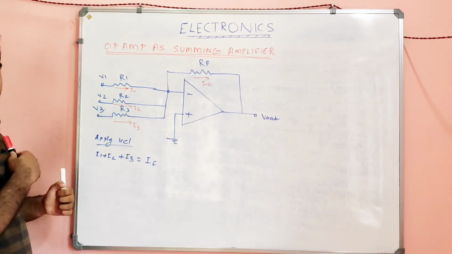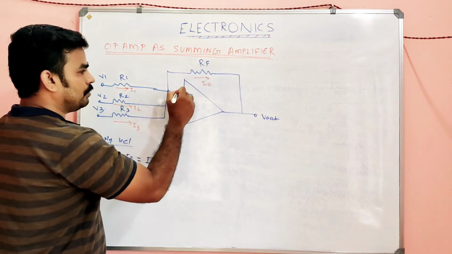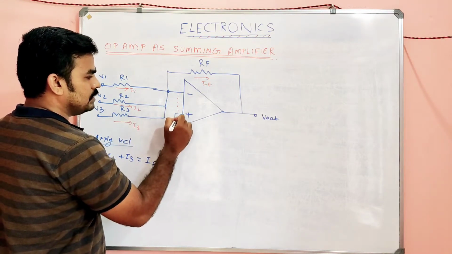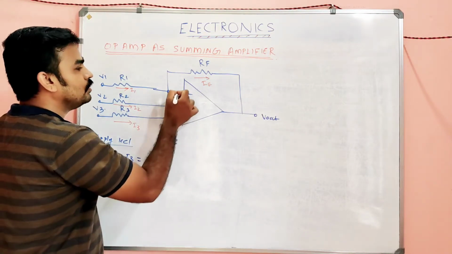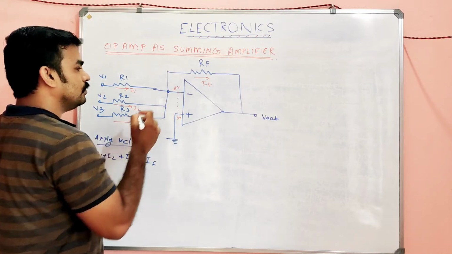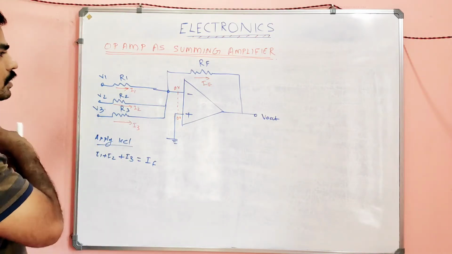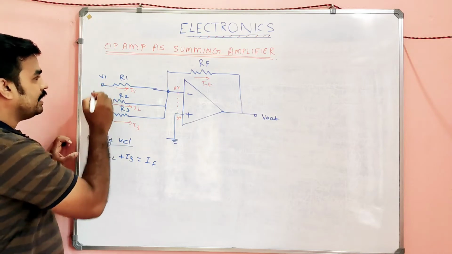Then what is this I1? Using the virtual ground or virtual short property, suppose this is 0 volt because it's grounded. So here also exists 0 volt, here also exists what? 0 volt. Okay, so what is I1 now?